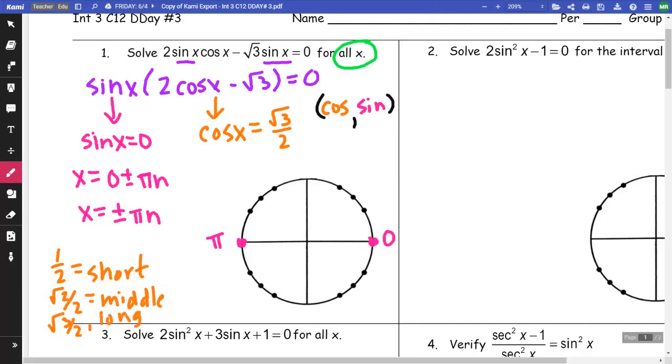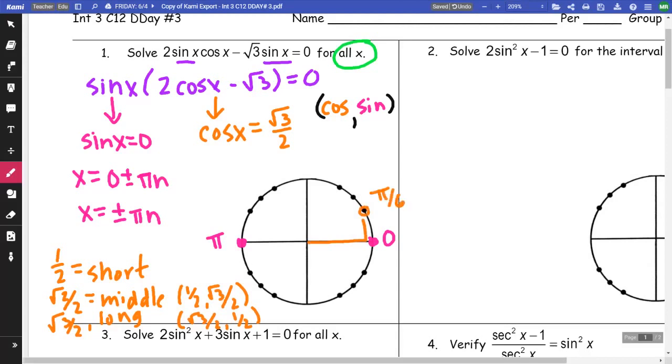So where people have trouble is with the following two points: (1/2, root 3 halves) and (root 3 halves, 1/2). Which one's which? Every time I want a 1/2, I think short. Every time I want a root 3 halves, I think long, okay? So if I want my cosine to be root 3 halves, I want it to be long. So I'm going to be going out long, short. I'm going to be here, and that is at pi over 6.